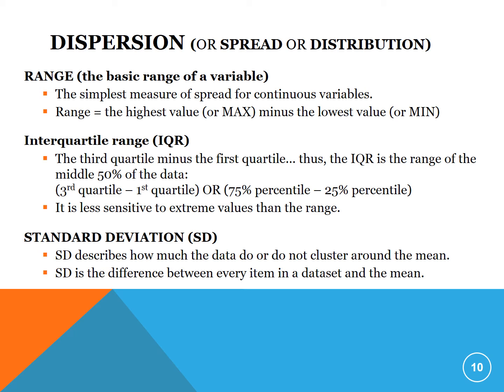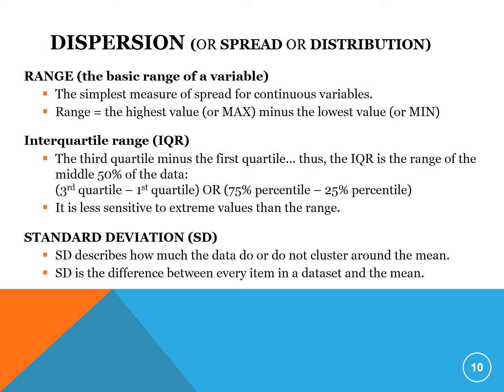It's less sensitive to extreme values, unlike the simple basic range, which deals with the maximum and the minimum. The IQR really just says what's in the middle, and let's get the 50% range from the first quartile middle and the third quartile middle. We'll take a look at what that looks like in the next slide.